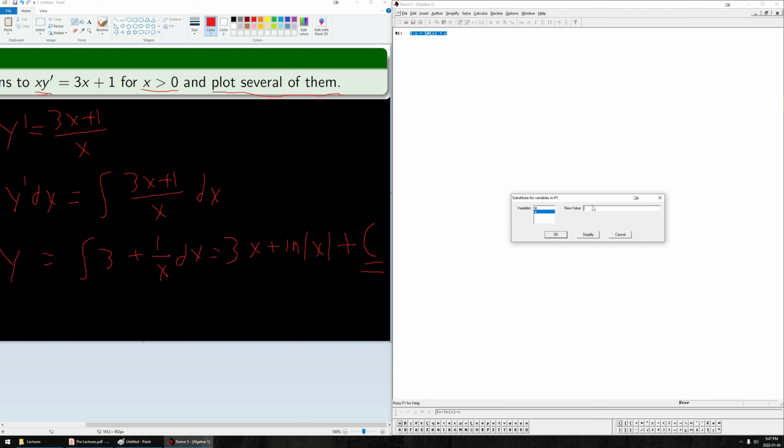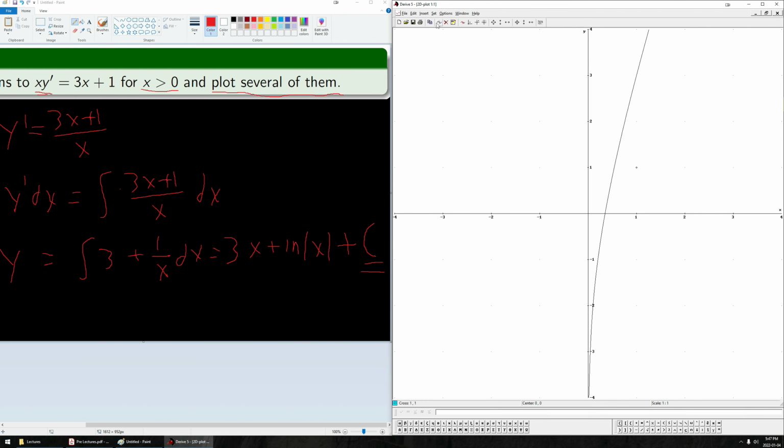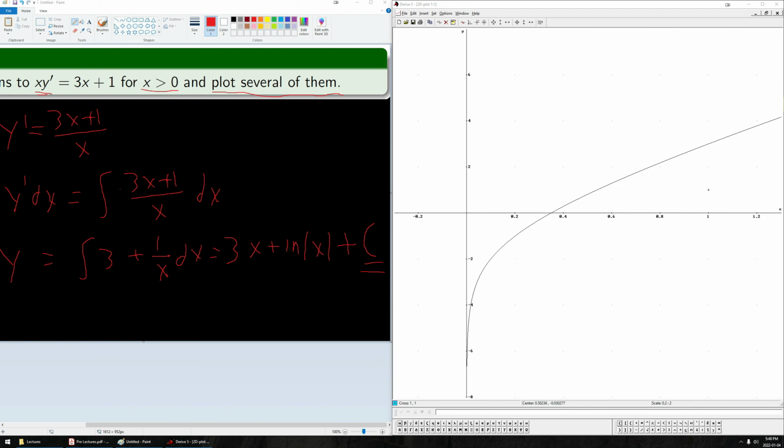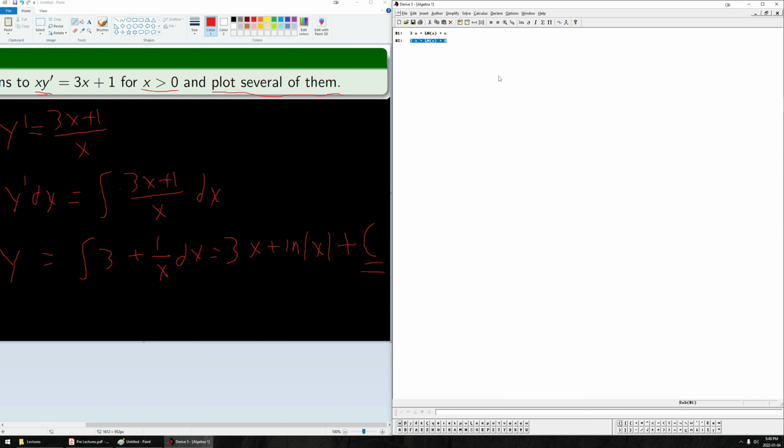So first, a natural thing to say is, hey, what if c is 0? If c is 0, then I get this nice little plot here. I could just plot this, and let me just change the zoom, so I'll be back in a second. Okay, so here's one solution. Note, I only want things for x greater than 0, so I'm ignoring everything to the left here. And that's the solution for c equal to 0.